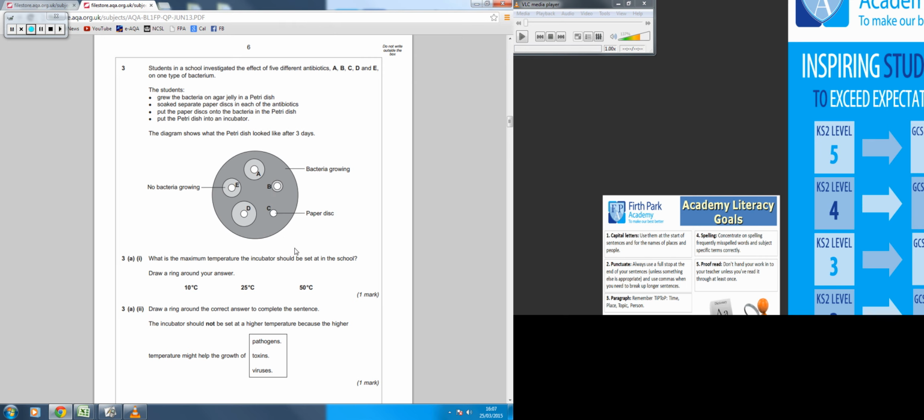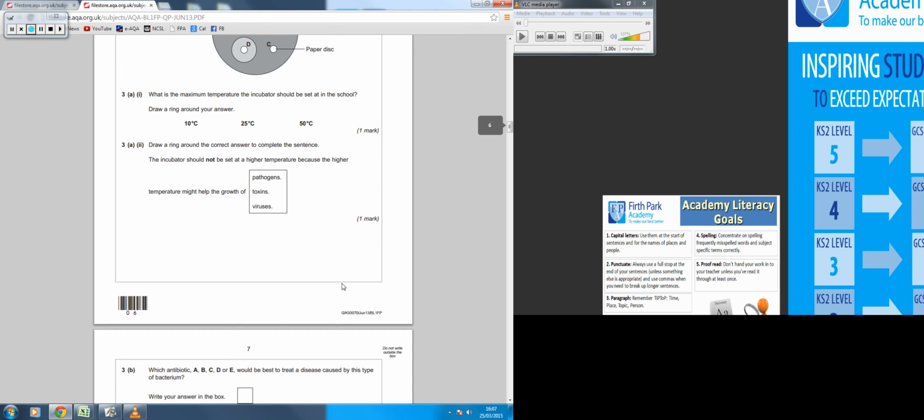So what's the maximum temperature it should be set to? So hopefully you should know that from normal lessons. And then circle the correct answer. So the incubator should not be set at a higher temperature because the higher temperature might help the growth of pathogens, toxins or viruses.